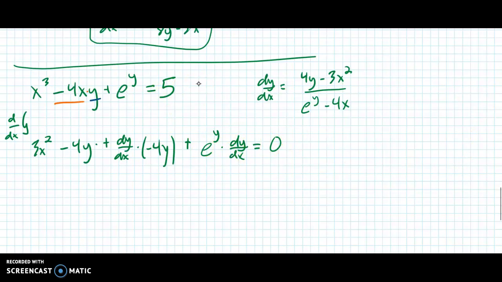All right, so from here, I'm going to do 2 steps at once. I'm going to take these two and move them over to the right side. That gives me 4y minus 3x squared. And at the same time, I'm going to write my dy/dx, bracket it, and now I'm going to see what I need to have inside here to give me the remaining terms.